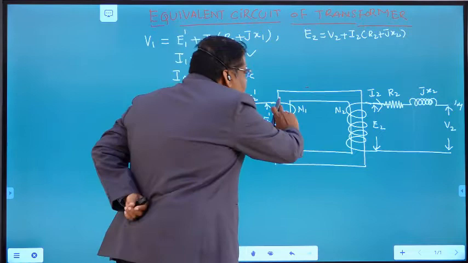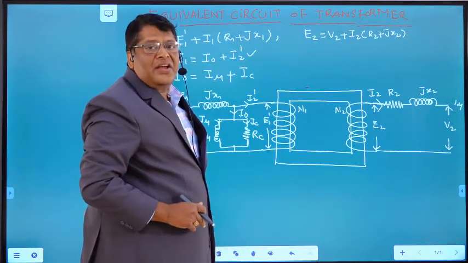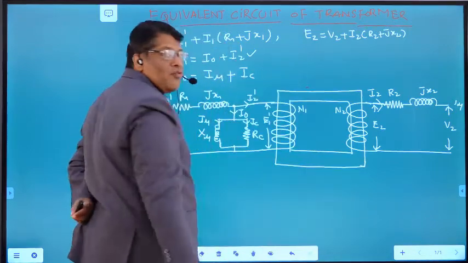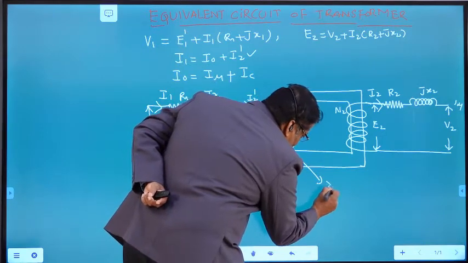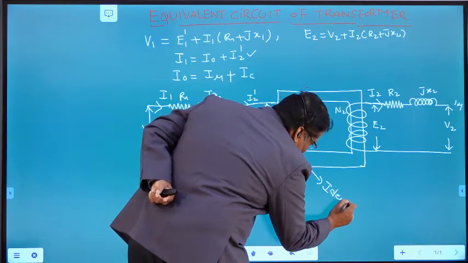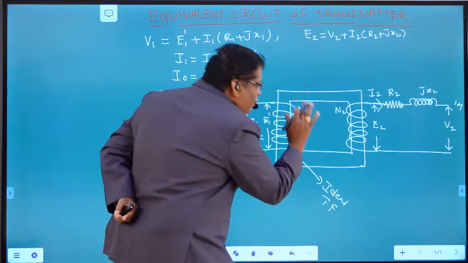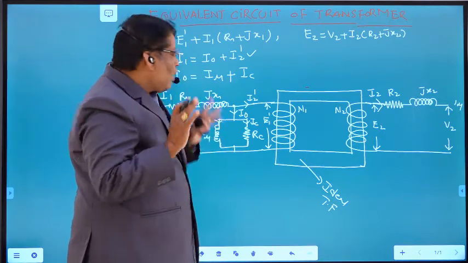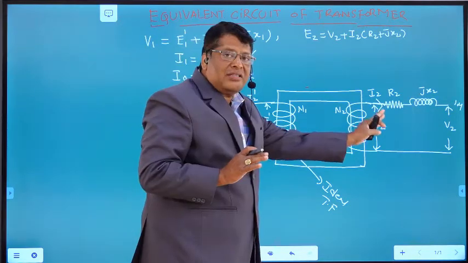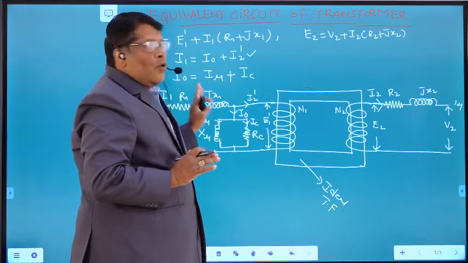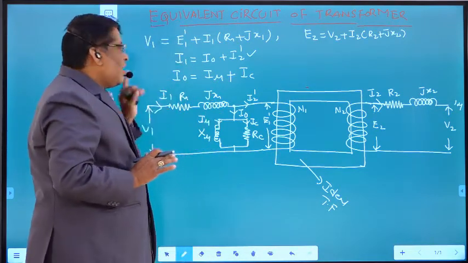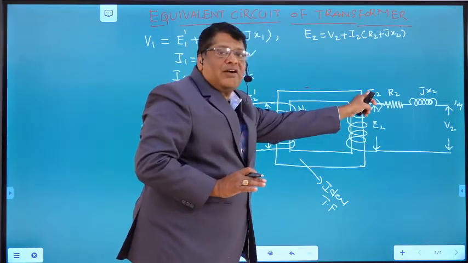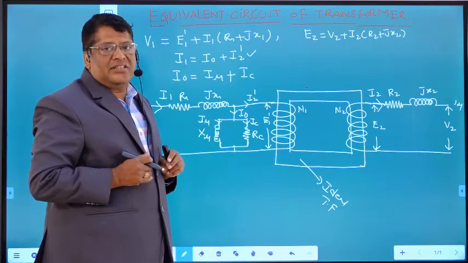Now here, there is a change in voltage ratings. See, now this is the ideal transformer. All properties are represented in the equivalent circuit except the ideal transformer. So what is the difference between the primary winding and the secondary winding? The primary winding is operating at some voltage level V1 as well as I1, whereas the secondary winding is operating at a voltage level of E2 and current I2. That is the difference.